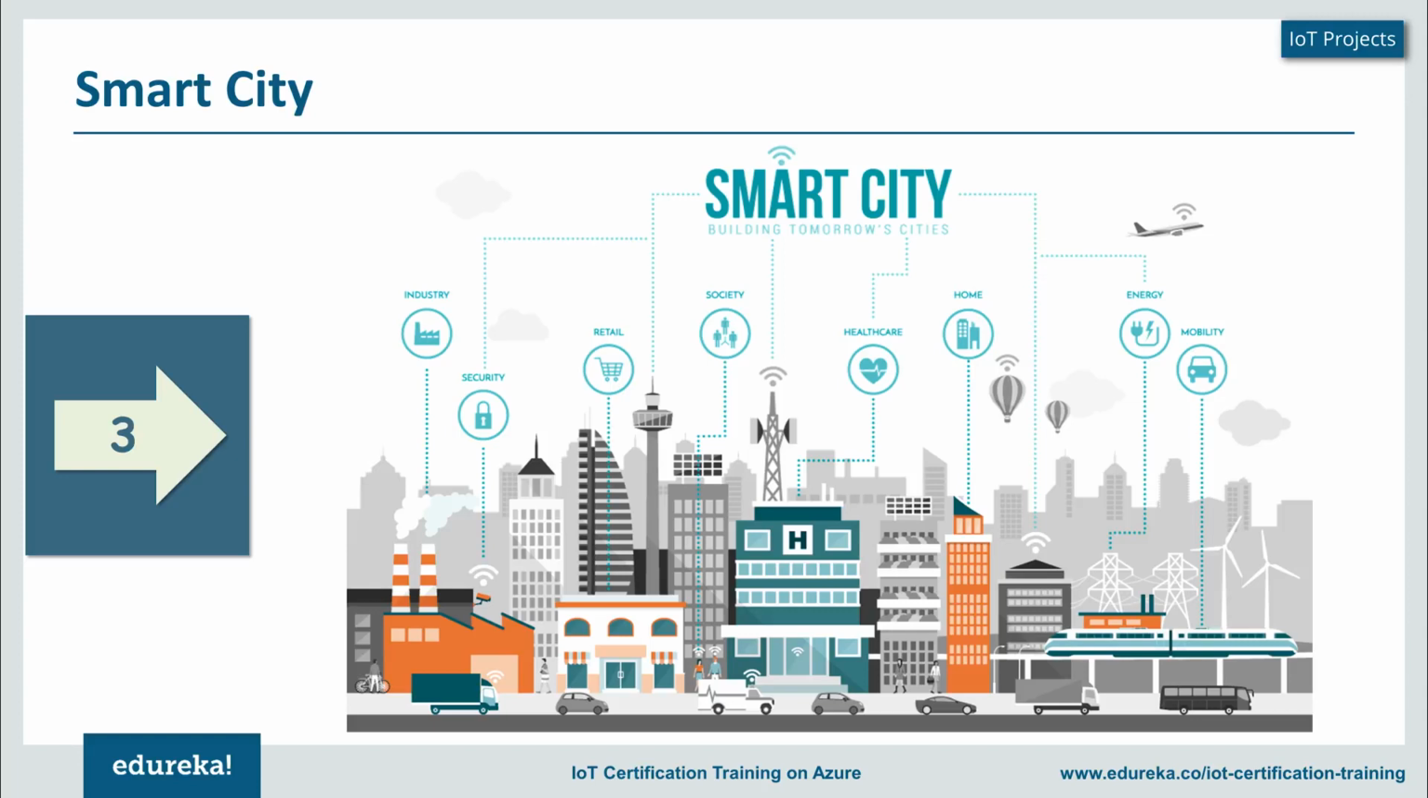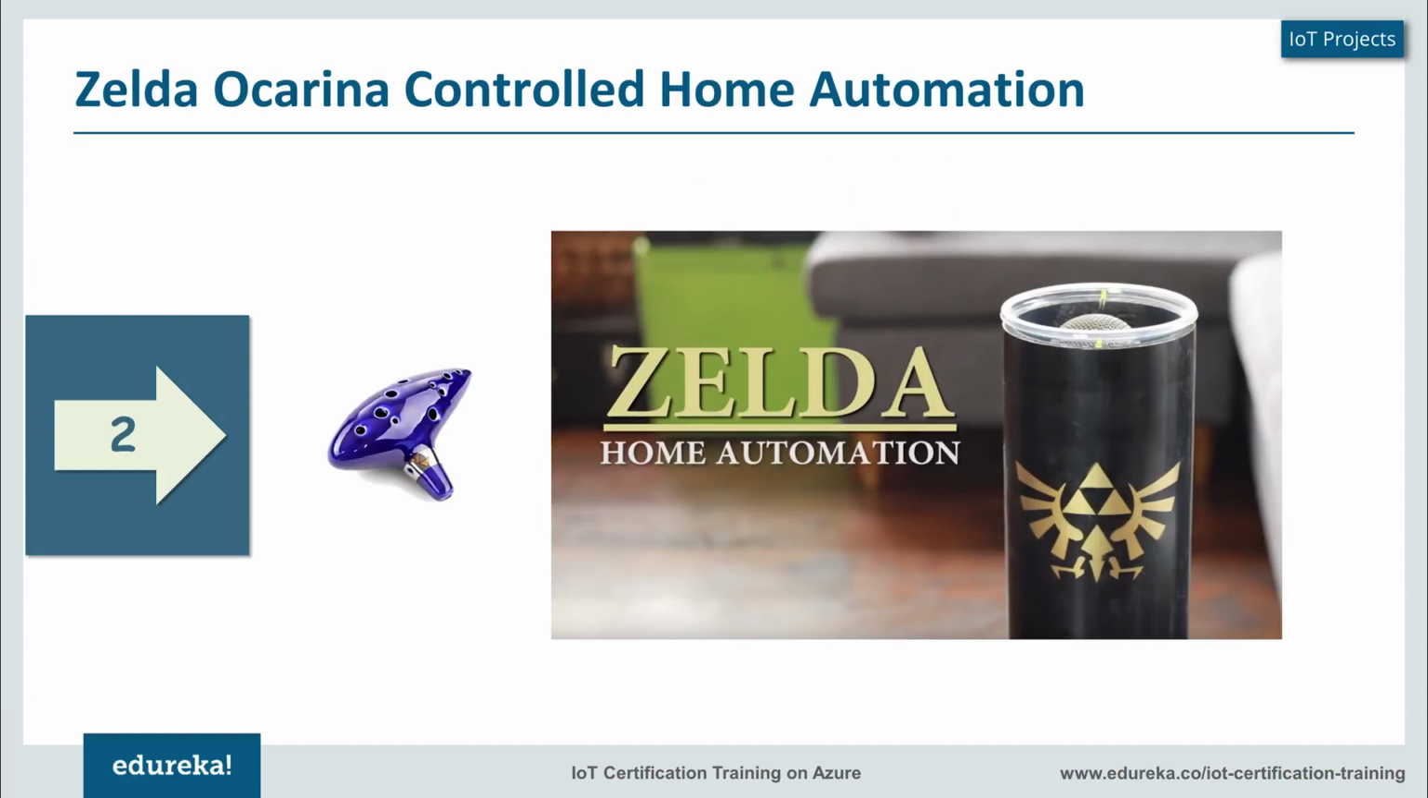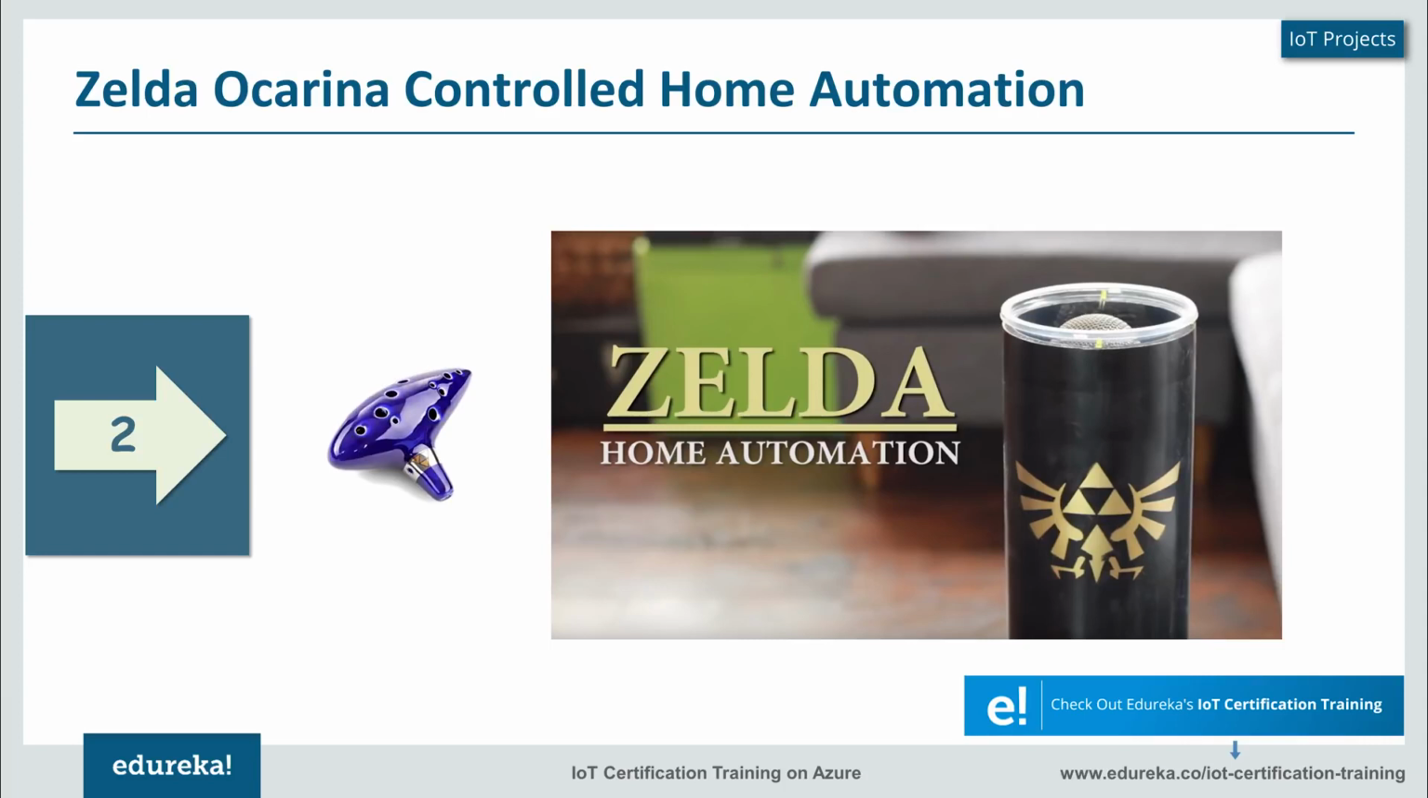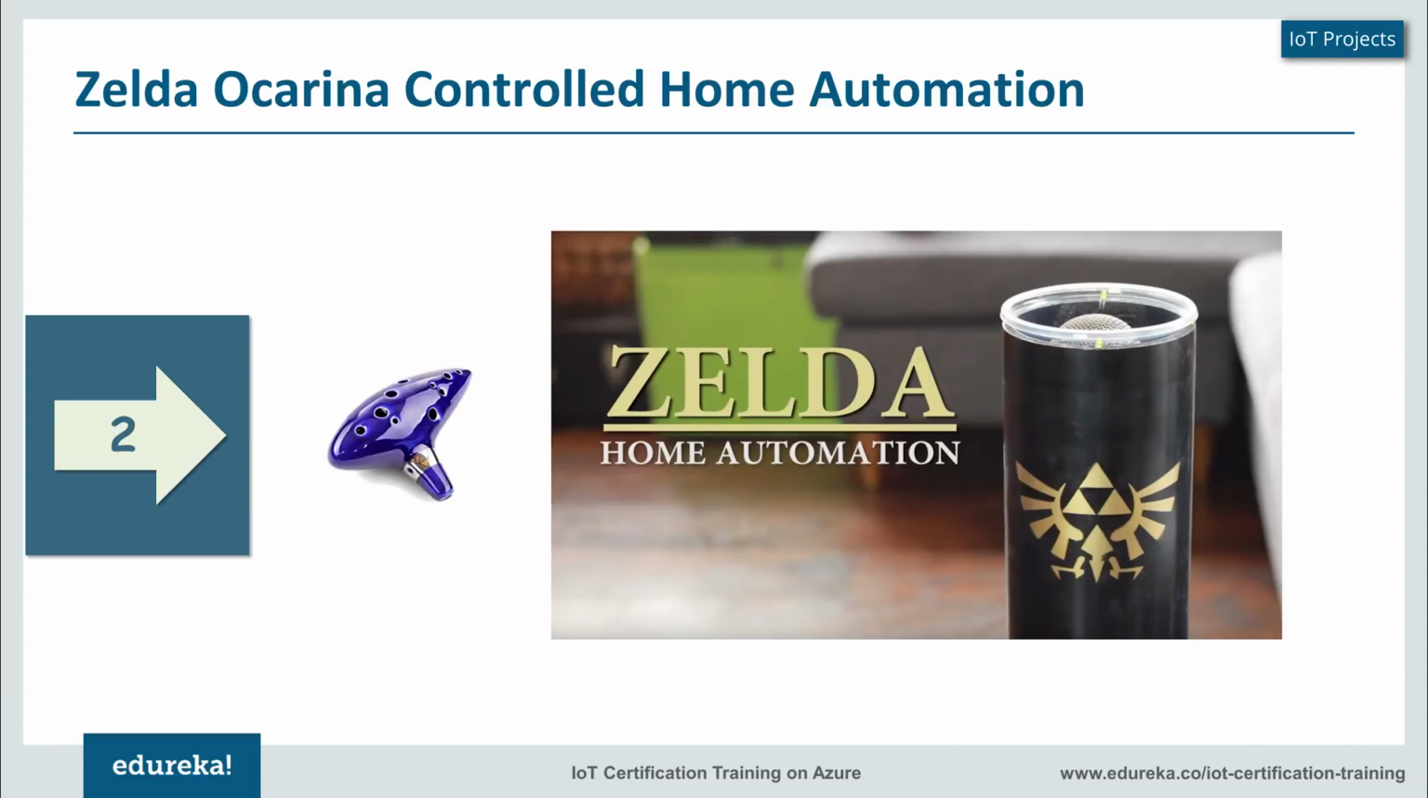Now, the next project is something that really stands out on a personal level. This is Zelda's Ocarina controlled home automation system. This is personally something that I feel is the closest to a smart home system, where most of the elements of the home are completely controlled by an ocarina.